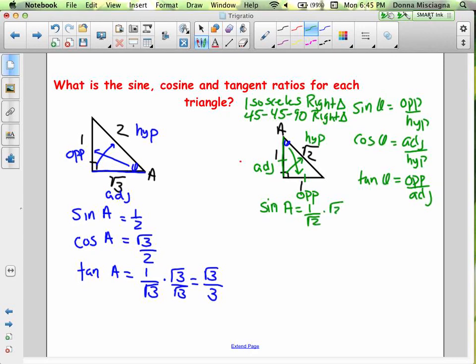And we'll have to rationalize this. So multiply by square root of 2 over square root of 2. That will give us 1 square root of 2 on top. So 1 times the square root of 2 is just the square root of 2. And the square root of 2 times the square root of 2 is the square root of 4, which is just 2.